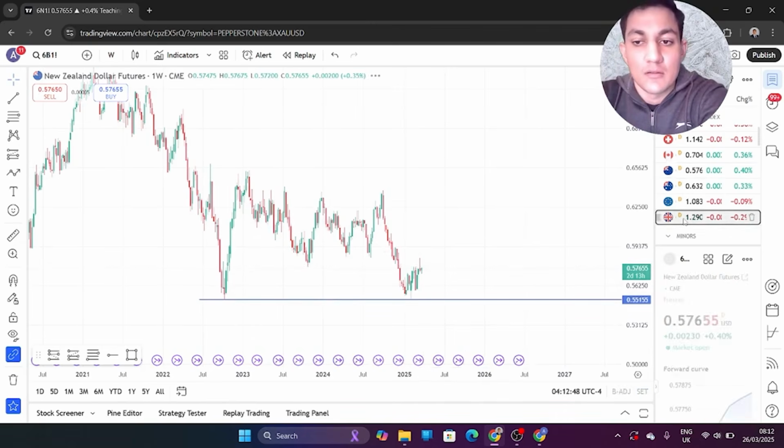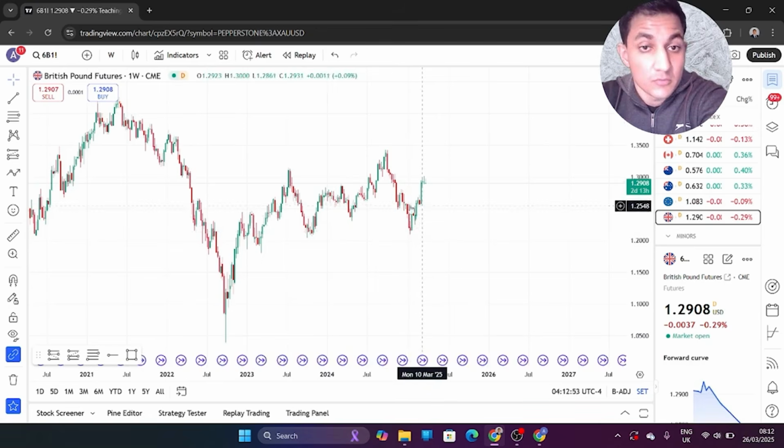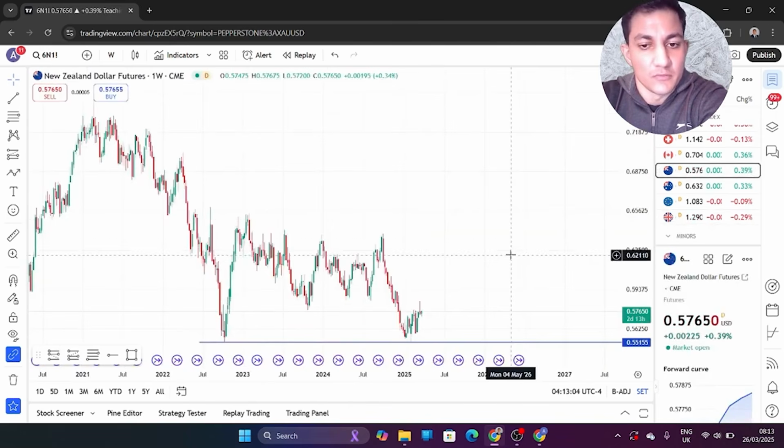Now remember this, right? You see the complete difference between this. This is a lot more bullish. This is pound futures, by the way, 6P. See how the British pound futures are a lot more bullish than the New Zealand dollar futures, right?